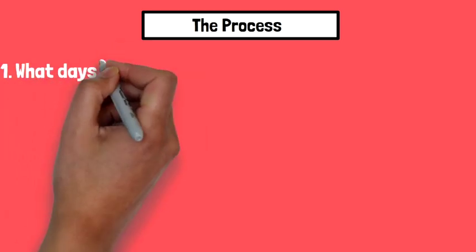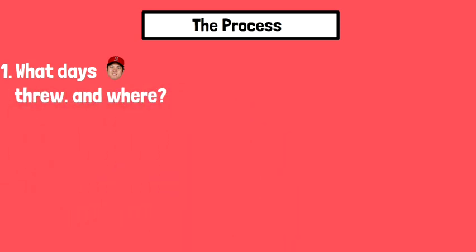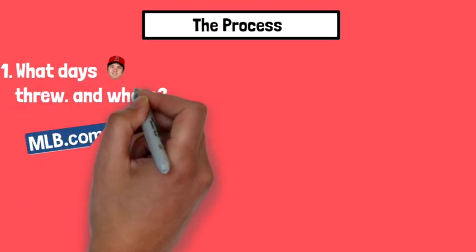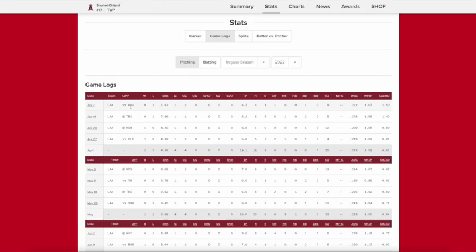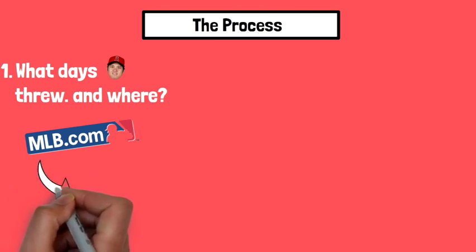Firstly, I needed to identify what days Ohtani was in the lineup as the starting pitcher and where that game took place. This part was easy. If you hop onto MLB.com, you can search any player's name and see his appearances listed out by date, his opponent, and of course, his stats from those outings.